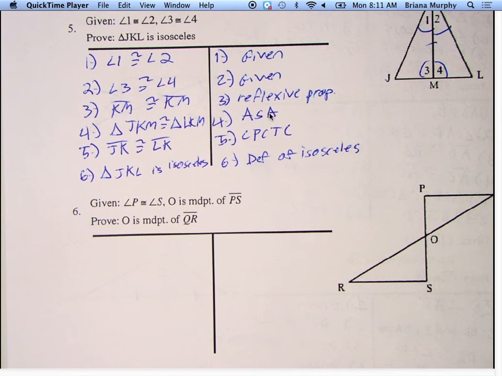Yes. Would O be the midpoint of R and Q? I don't know. Would it? One more minute, guys. Try to get as far along as you can to be able to check your answer.